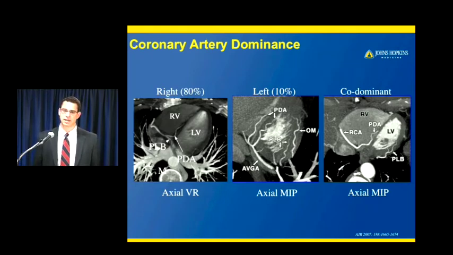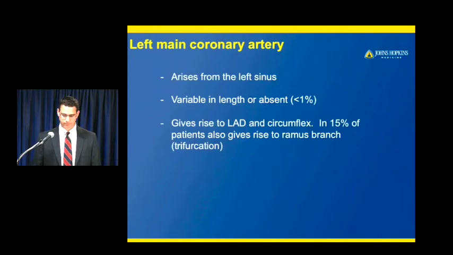And then you can get into a situation where you have a codominant system. In those patients, you have the PDA coming off of the RCA, and the posterolateral branches actually arise from the circumflex. So you have both the right and the left contributing to these branches, and that's the codominant system, making up another 10%. Okay, so that really sums up the RCA.